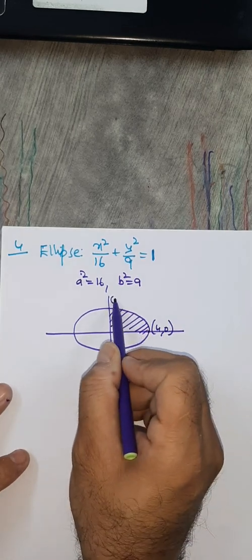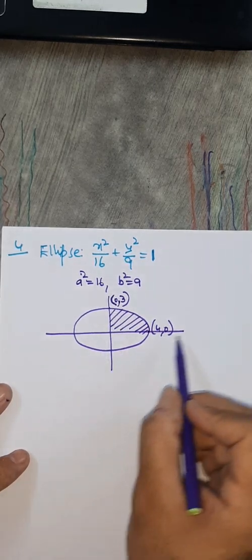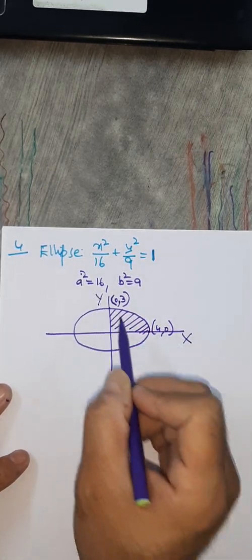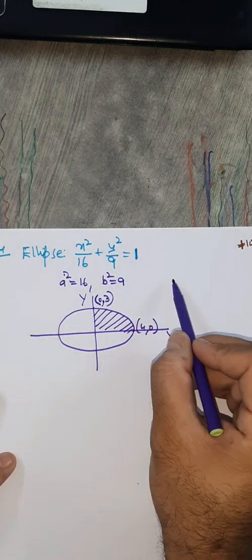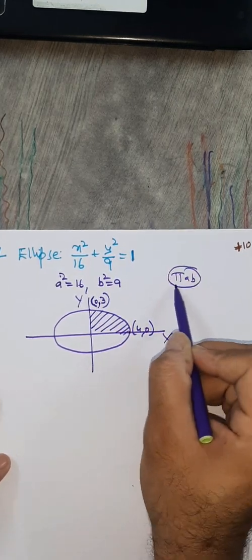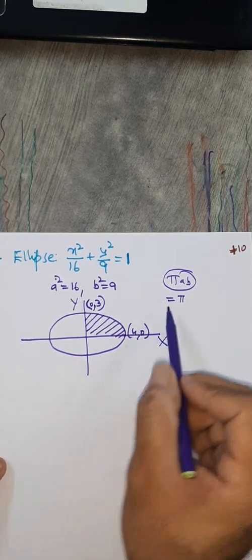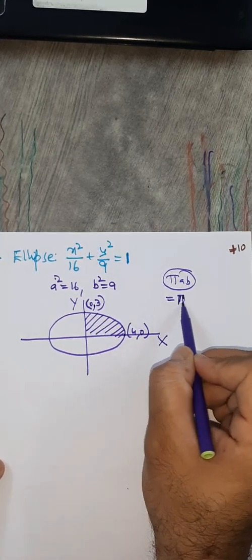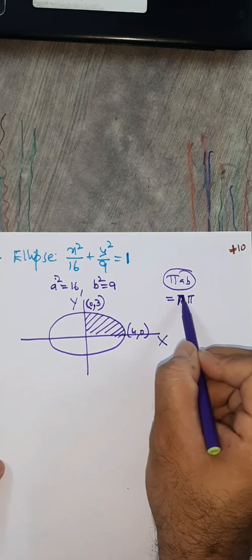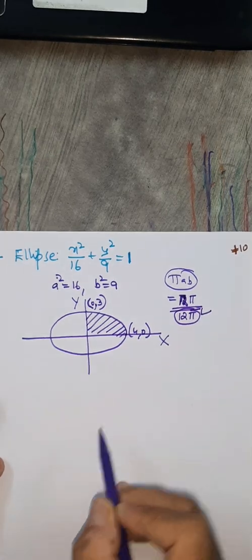And here b is 0, 3. This is the x-axis, that is the y-axis. You know the answer. What's the area of the ellipse? I already explained: pi AB. So here pi into 3 into 4, so you get 12 pi. That's your answer. The area of the ellipse is 12 pi. Remember that.